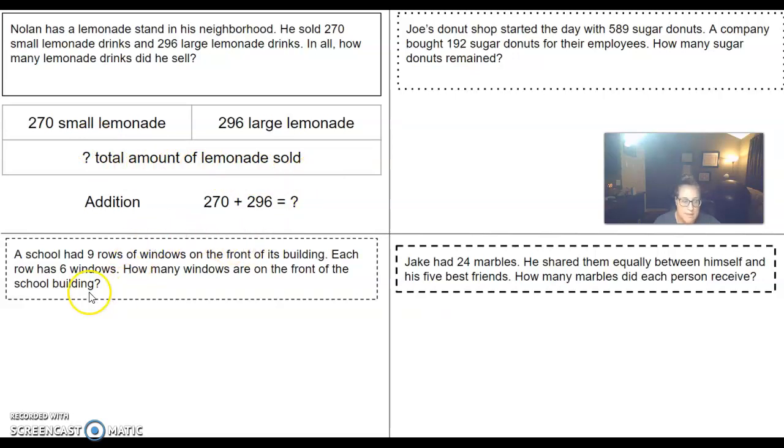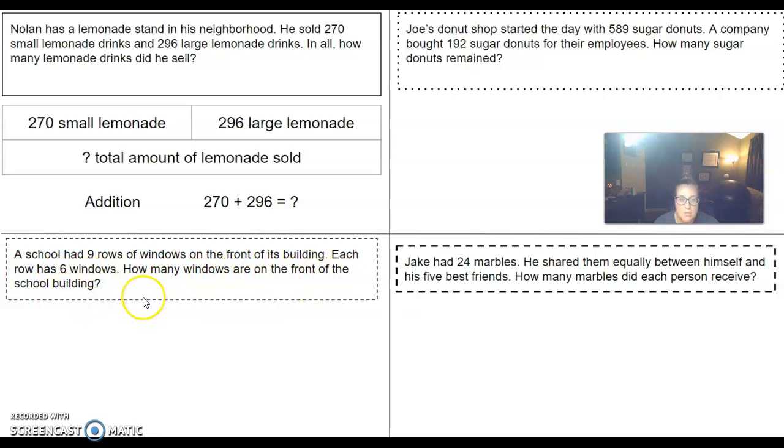Our next problem says, a school had 9 rows of windows on the front of its building. Each row has 6 windows. How many windows are on the front of the school building? Again, I read it the first time. Now I need to read it the second time. So it says a school had 9 rows of windows on the front of its building. Each row has 6 windows. How many windows are on the front of the school building?